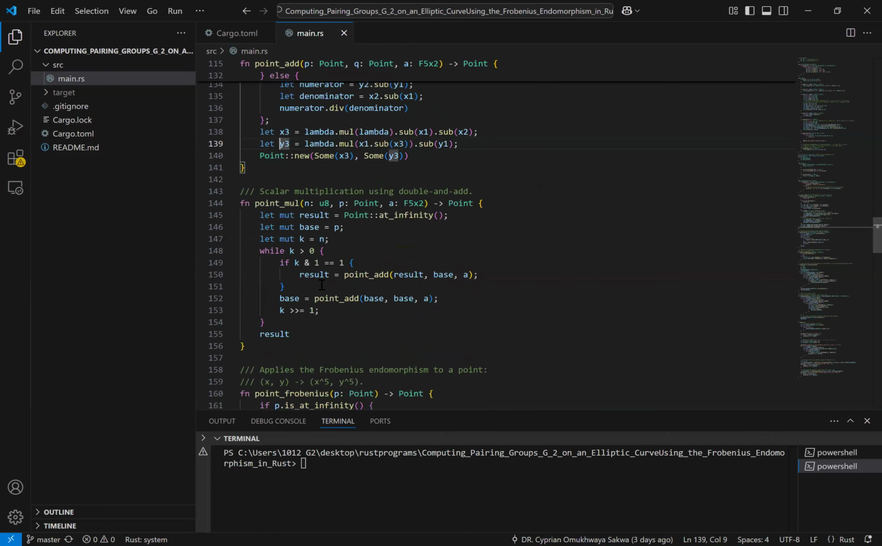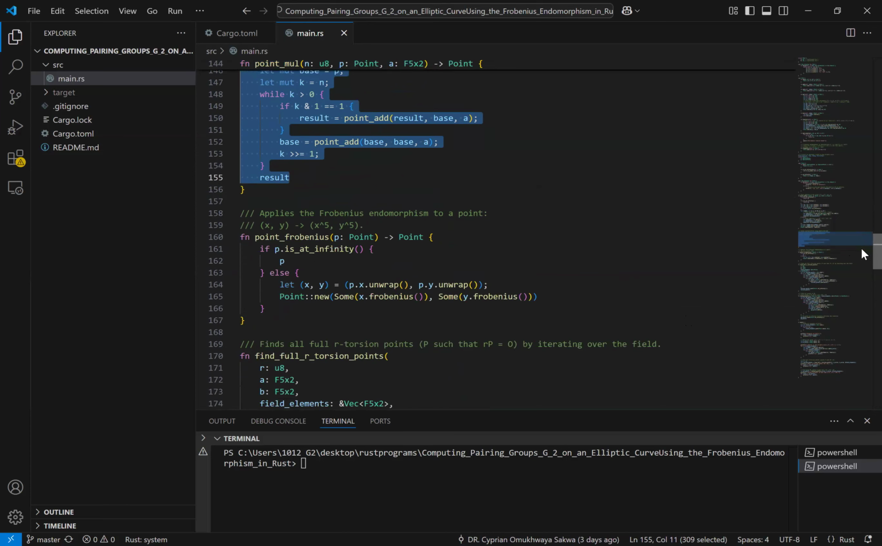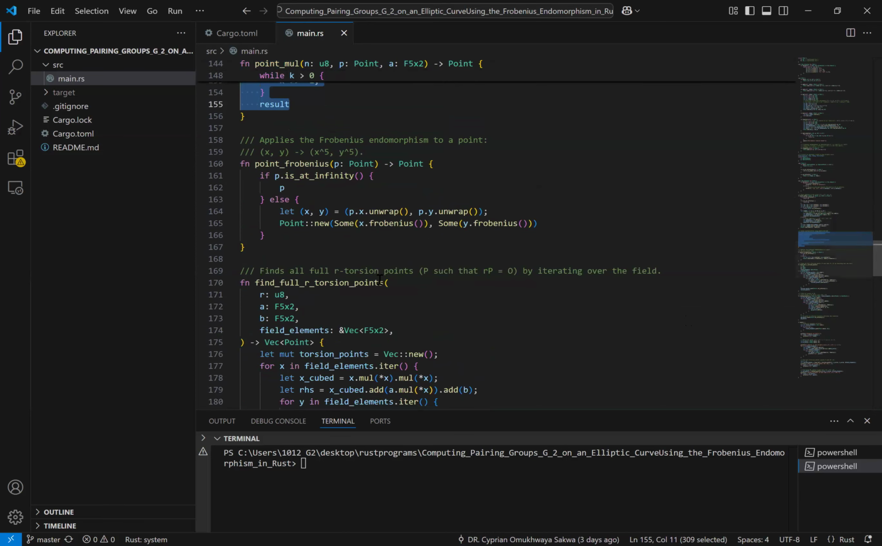Then the previous code also had this code for scalar multiplication, and I explained that part. Now, the only new thing is when we are applying the Frobenius endomorphism.